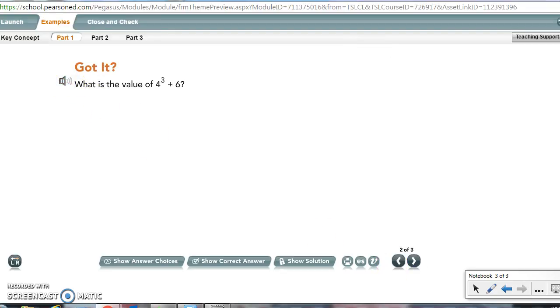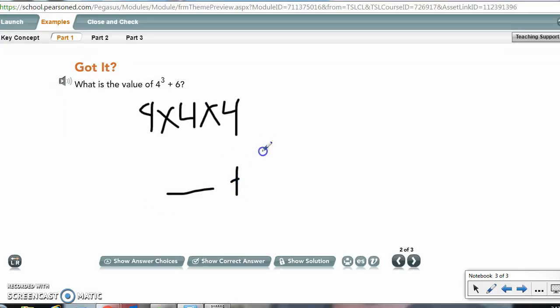What is the value of 4 cubed plus 6? So I'll start this off with you. I know 4 cubed will be 4 times 4 times 4. So on the previous screen, we just said what 4 cubed is. You need to take that number and add 6 and get your solution.